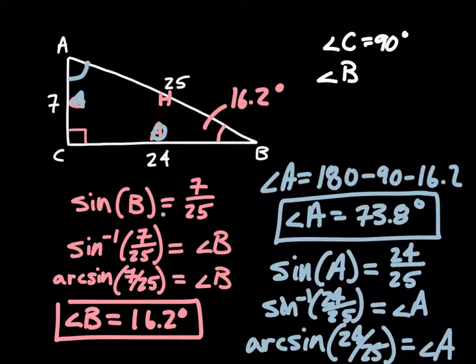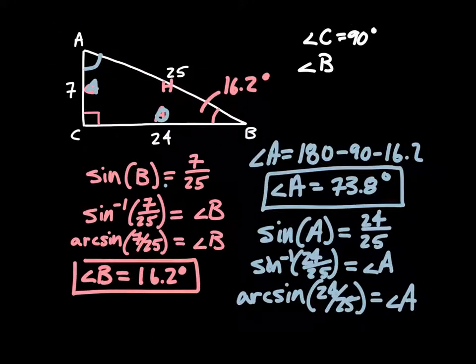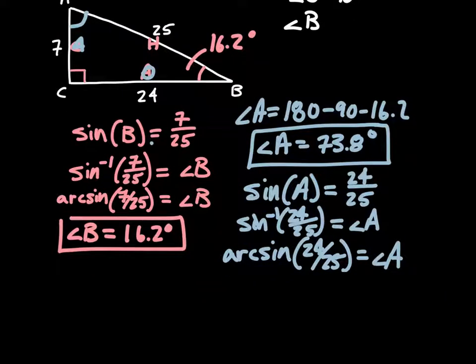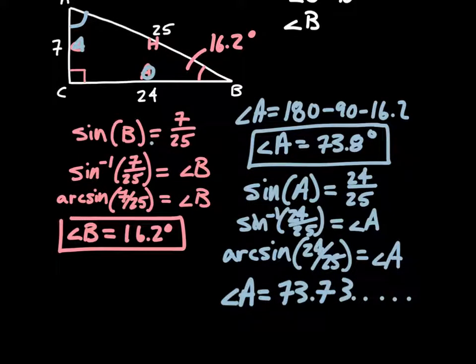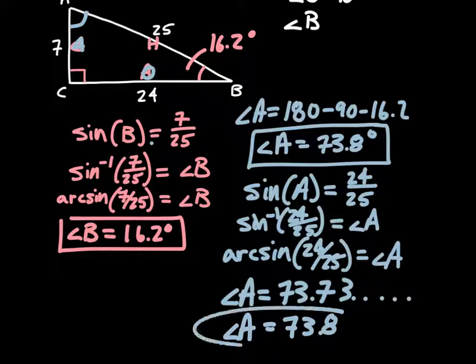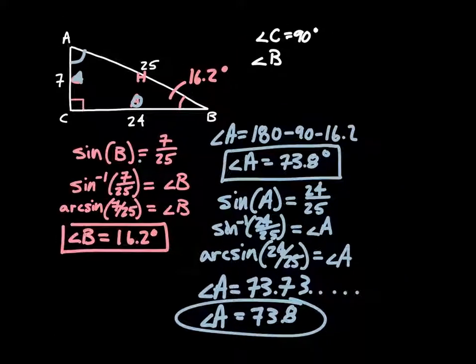And what do we get? 73.73. So angle A is equal to 73.73, and it kind of continues on. But if we round this to one decimal place, then that's going to give us angle A is equal to 73.8, which is what we got by doing that. So it doesn't matter how you do it, however you want to set it up, but in any case, that's what we have to do.